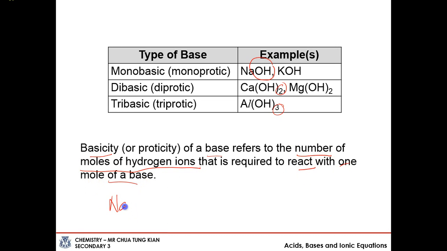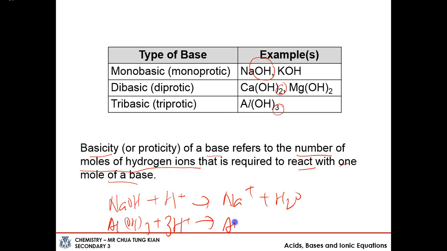So NaOH, you only need 1 mole of H+ to give us the water. But for Al(OH)3, for complete reaction, we need 3 H+ ions to give us 3 moles of water.